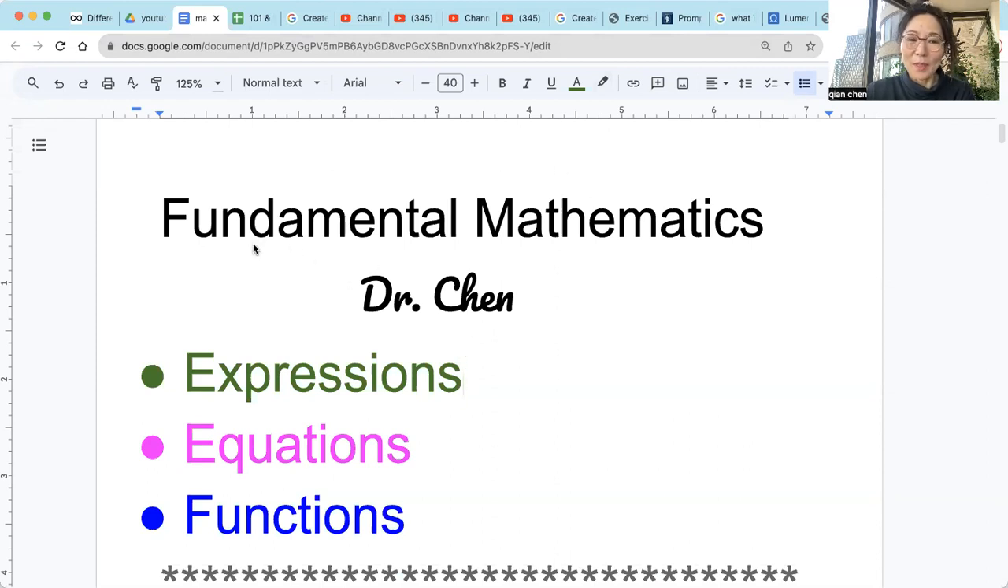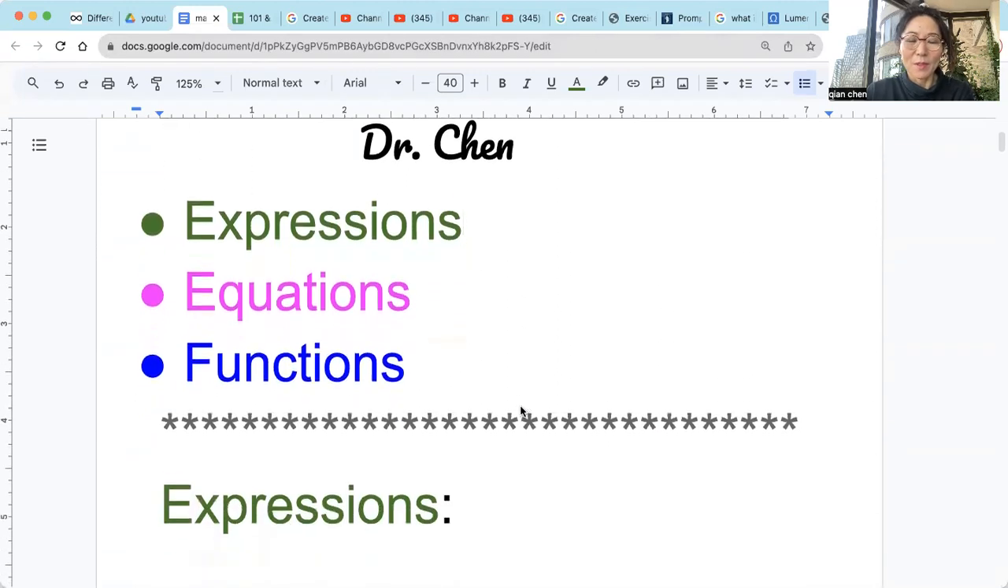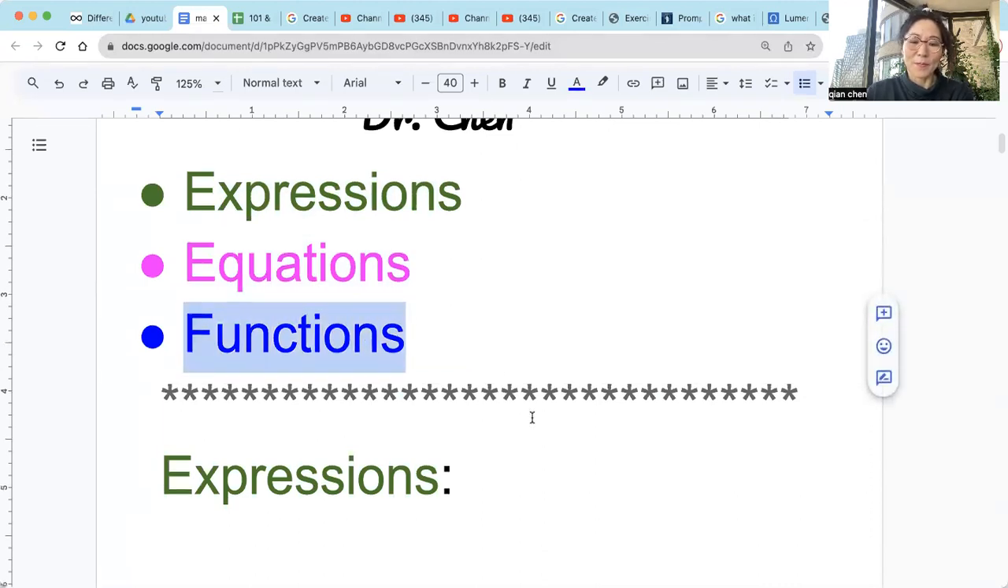So I think personally, fundamental mathematics covers 3 categories. The first category is expressions. Then the second one is equations. Then under equations, we have a functions family.